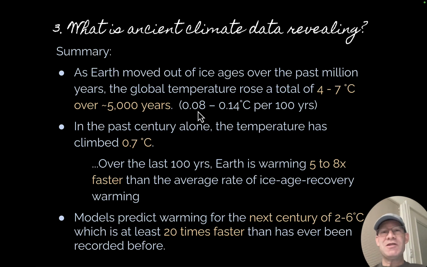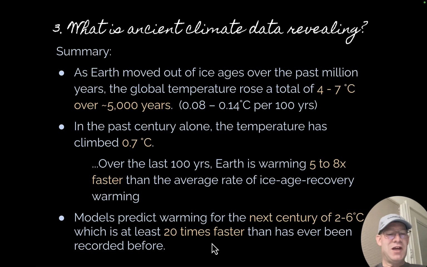So 100 years, it's been in the past 0.08 to 0.14. We've seen it 0.7 in our last 100 years. We think in our next 100 years we're looking at 2 to 6 degrees Celsius, which is 20 times faster than has ever been recorded before.